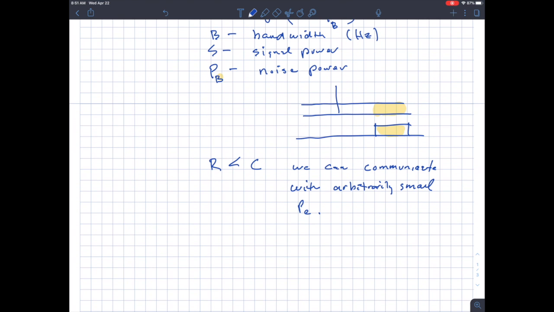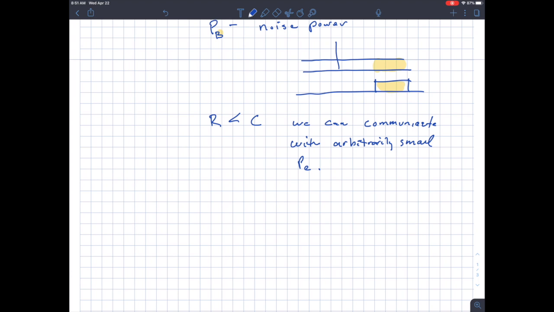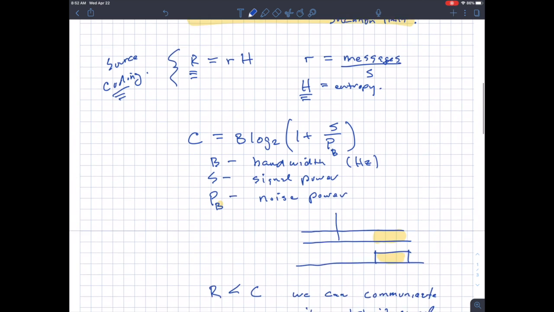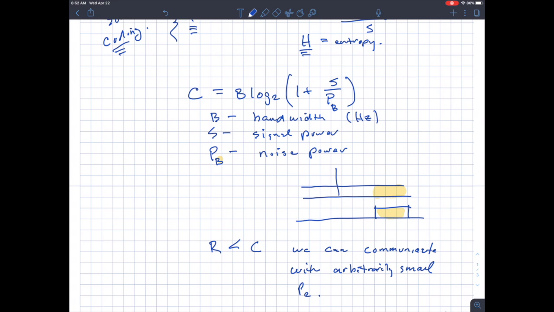So the converse to this theorem is also true, that if you have R greater than C, then there is no way to communicate without error, and generally without significant error, where it's not really even possible to communicate. So that's the idea. We're going to learn this trade-off between bandwidth and signal to noise ratio and how fast you can communicate over a channel.